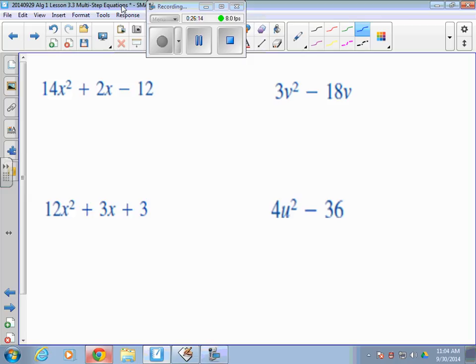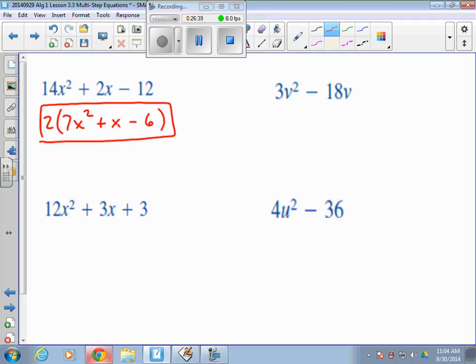Okay, for the first one, what do all three of the trinomial terms have in common? They have the number 2 in common. So you have 2 times 7x squared gives you 14x squared. 2 times x gives you 2x. And 2 times negative 6 gives you negative 12. And we're going to stop at that point. We won't even bring it down to the next term, just to make it a little bit quicker for this video.